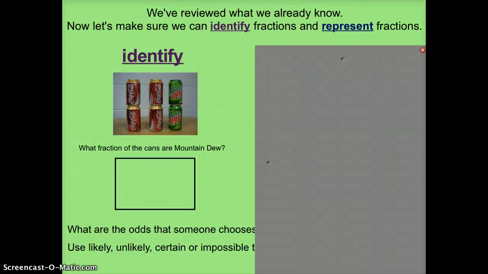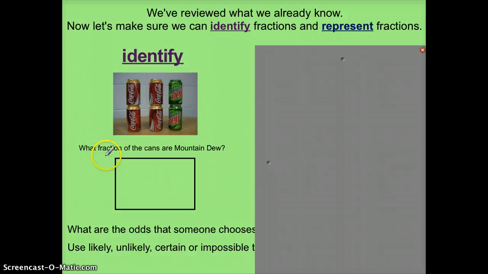Okay, a couple more things for us to remember is that what we want to be able to do is to identify fractions and represent fractions. Identify a fraction means that given a situation or a picture or a story, we can tell them what the fraction is.